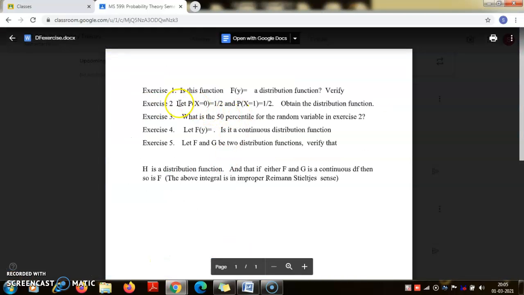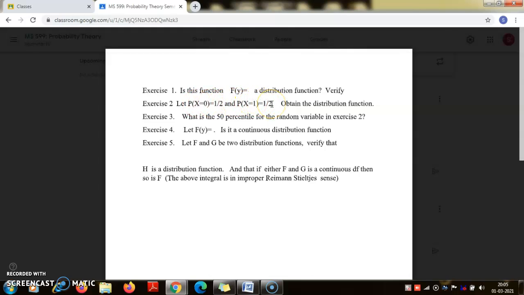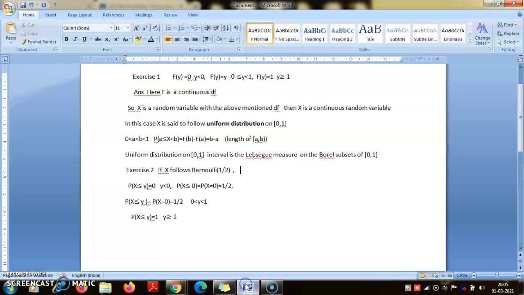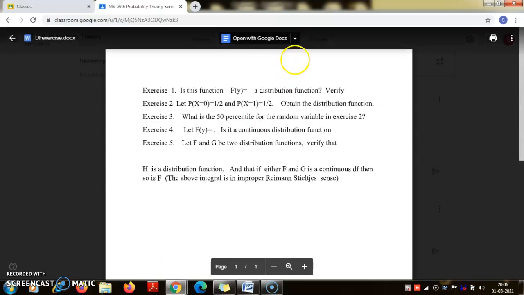Now in exercise 2, I have given you a discrete random variable, and I have told you this is a simple random variable whose name is Bernoulli random variable, or it is said to follow Bernoulli distribution. So I have written that X follows Bernoulli(1/2). That means X takes both 0 and 1 with the same probability, 1/2. I have asked you to compute the distribution function.